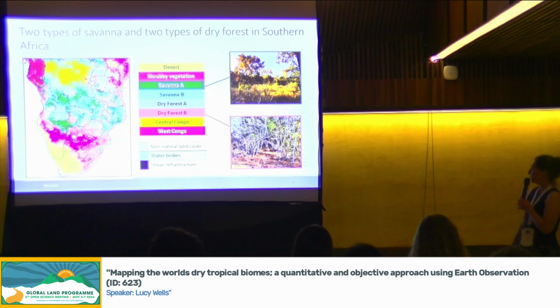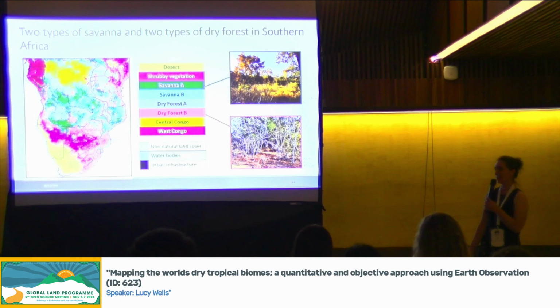And then the pink, dry forest B, is looking at the Bakia woodlands, again in the north of Angola, and the coastal forests down the coast of Tanzania.